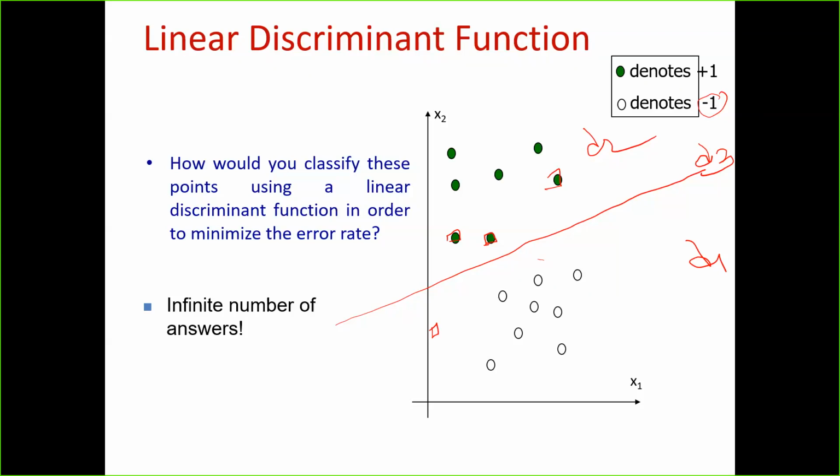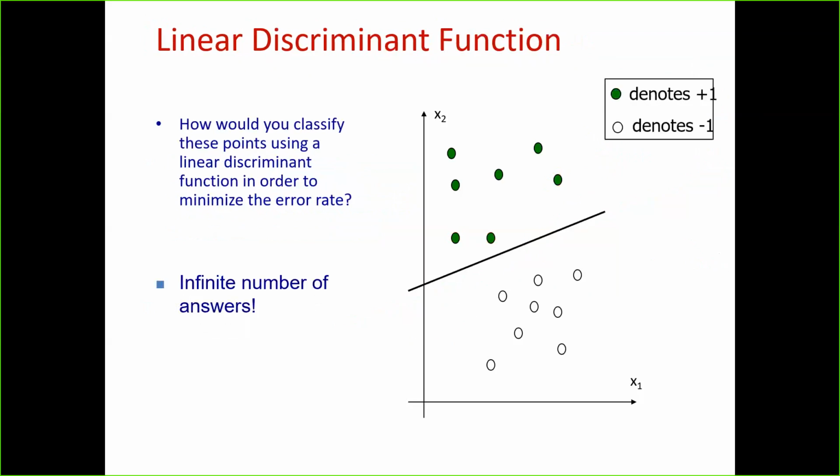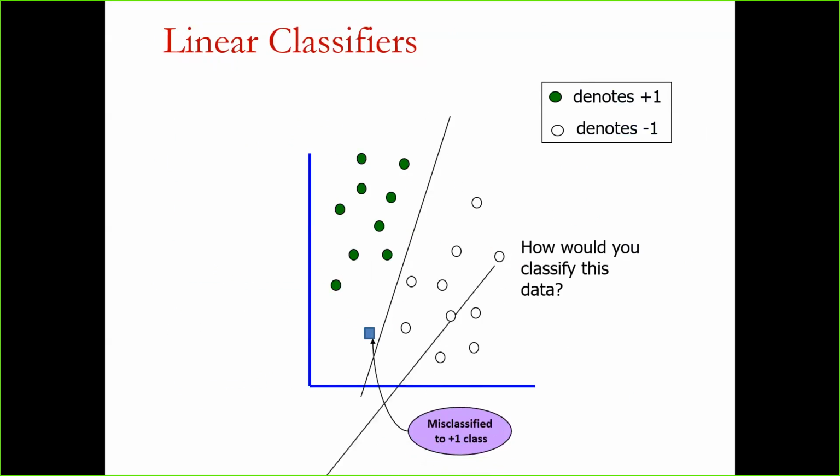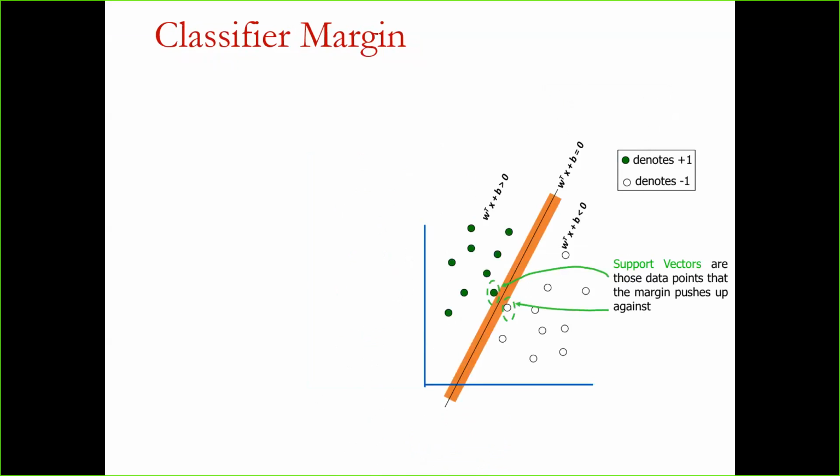So there are many possibilities. Which is the best line? You see that if you take this classifier, intuitively it should belong to negative class, but it is classifying it as a positive class, right? But there is no such problem with the maximum margin classifier.